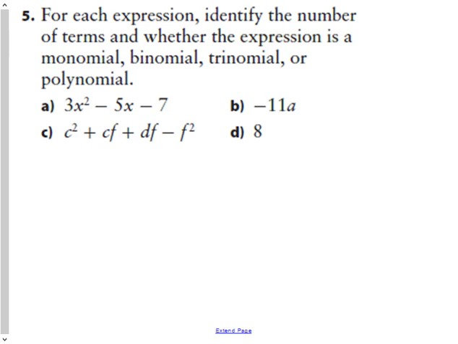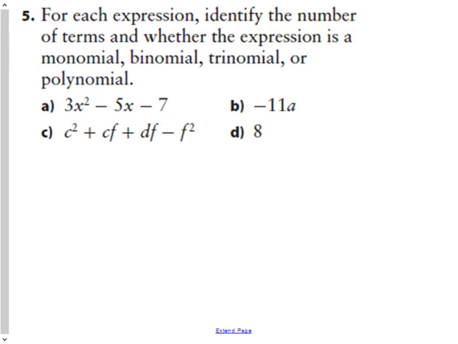Question 5. For each expression, identify the number of terms and whether the expression is a monomial, binomial, trinomial, or polynomial. So the first one here has 1 term, 2 terms, and 3 terms. And we know those are terms because they're connected with addition or subtraction symbols. They are unique in that they have different variable configurations, either an x squared, or x cubed, or an x, or an xy, or a y, or they are just a constant term. So those are 3 terms right there in this one. It makes it a trinomial.